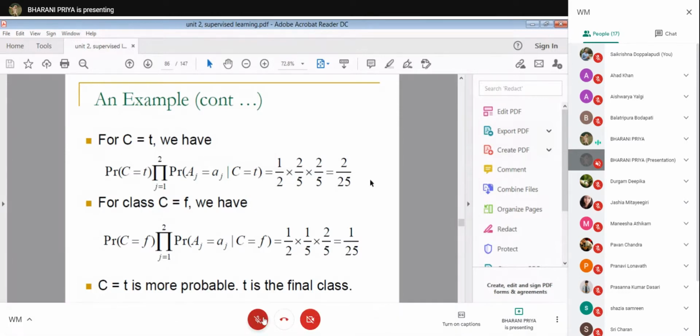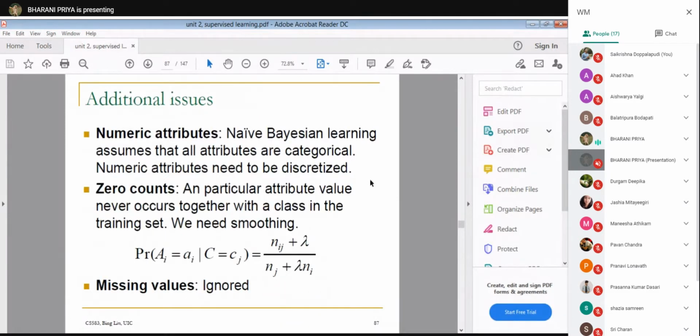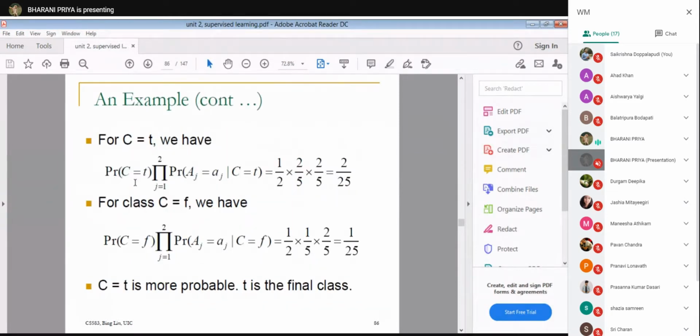Is this point clear? If my test case contains a particular attribute value that never occurs with the class value in the training set, then that probability will become 0. If the probability becomes 0, then the entire calculation for the class value equal to true will become 0.